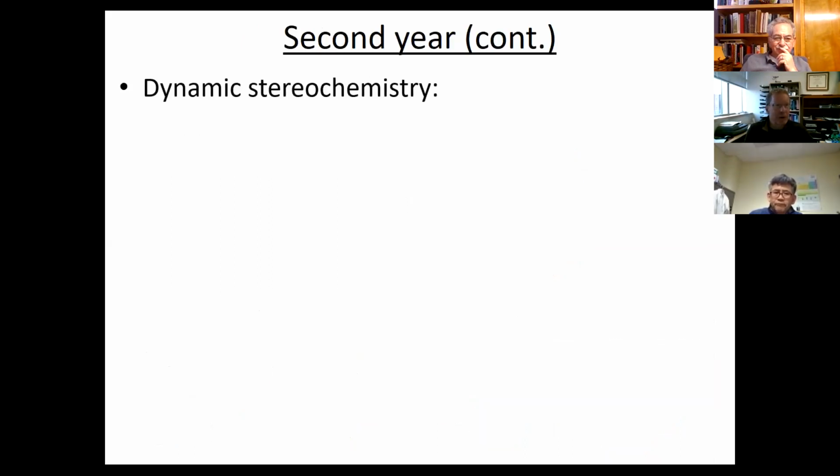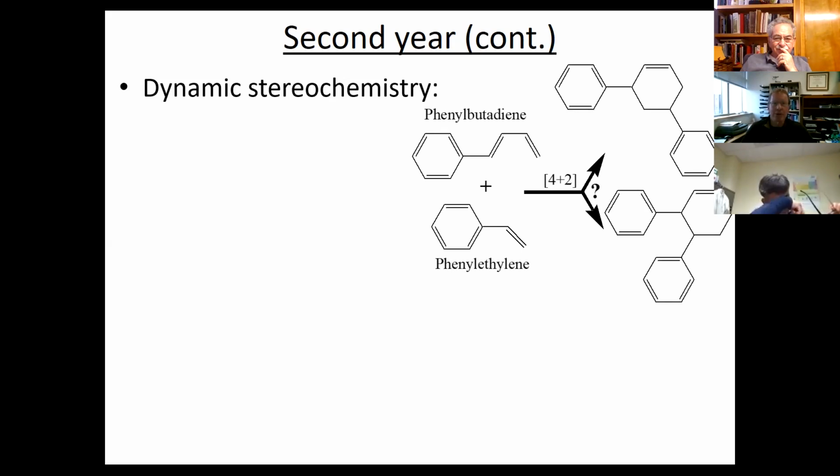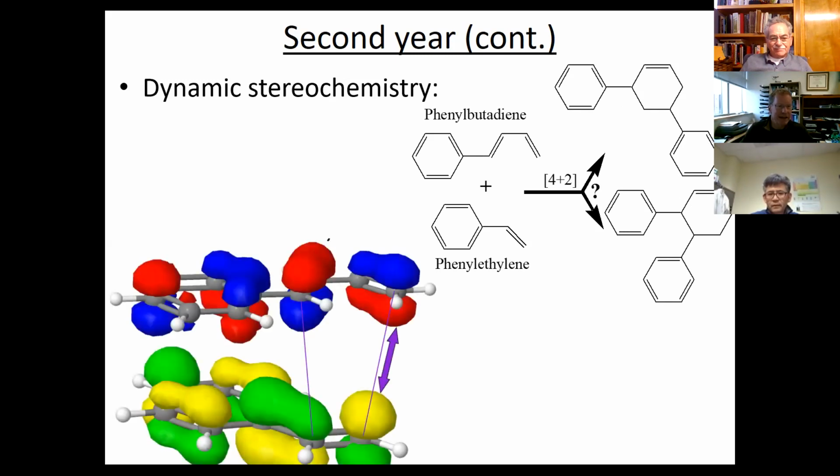Also in organic chemistry, we can start talking about dynamic stereochemistry. One of the things they do in lab is a 4 plus 2 Diels-Alder cycloaddition shown here. We have a diene and a dienophile, and there are two possible products here depending on the orientation of the reaction. Most students will look at this and predict that this top structure is less sterically crowded, so that should be the preferred one. And we say, okay, let's do a calculation and see if that's the case.